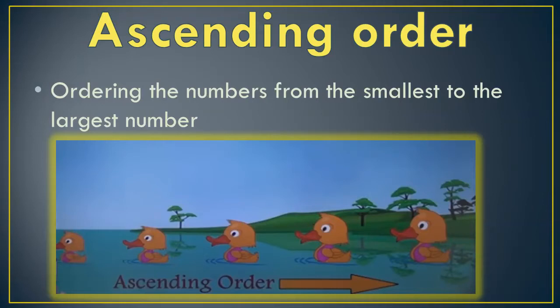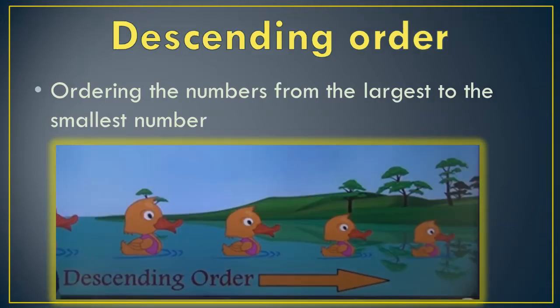Just like these ducks are arranged from the smallest to the largest. And descending order means ordering or arranging the numbers from the largest to the smallest number. So I start with the largest number and then I move to the smallest number. Just like how these ducks are arranged from the largest to the smallest.